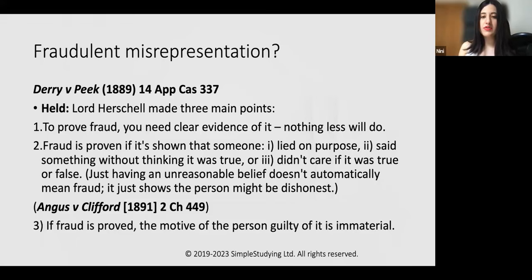Fraud is proven if they lied on purpose, said something without thinking it was true, or didn't care if it was true or false. Just having an unreasonable belief doesn't automatically mean fraud. It just shows that the person might be dishonest. The dishonesty shows fraud, and in this case, when they reset the mileage, that shows that they lied on purpose. So it could be fraudulent misrepresentation. If fraud is proven, the motive of the person guilty of it is immaterial, and inducement will be implied too.